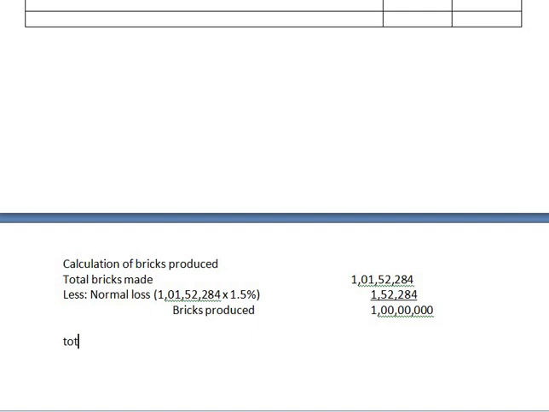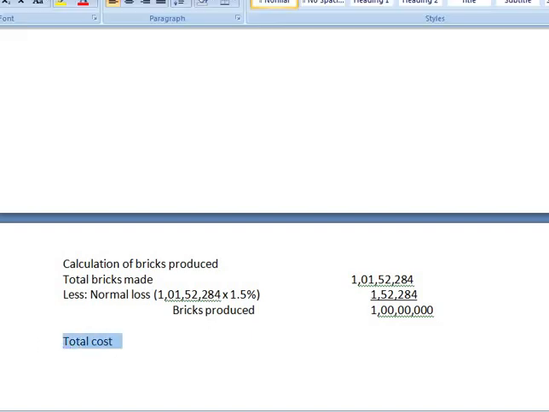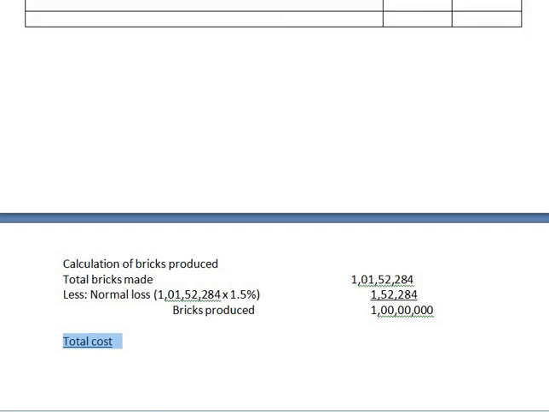Total cost divided by number of units, that is, number of bricks produced.